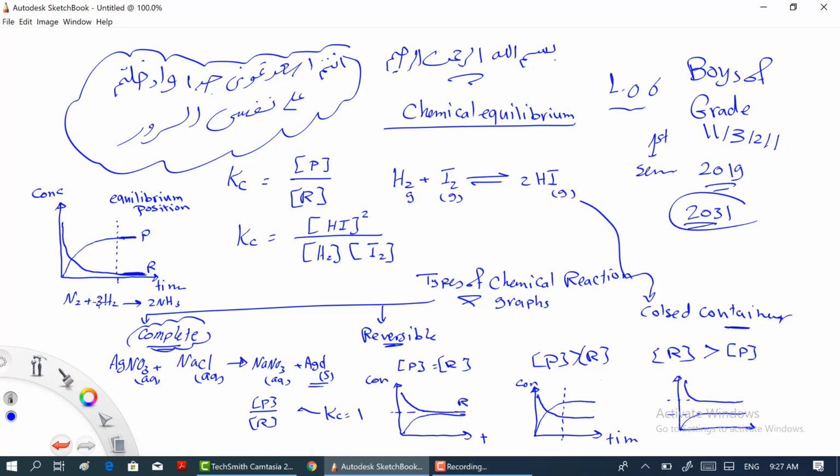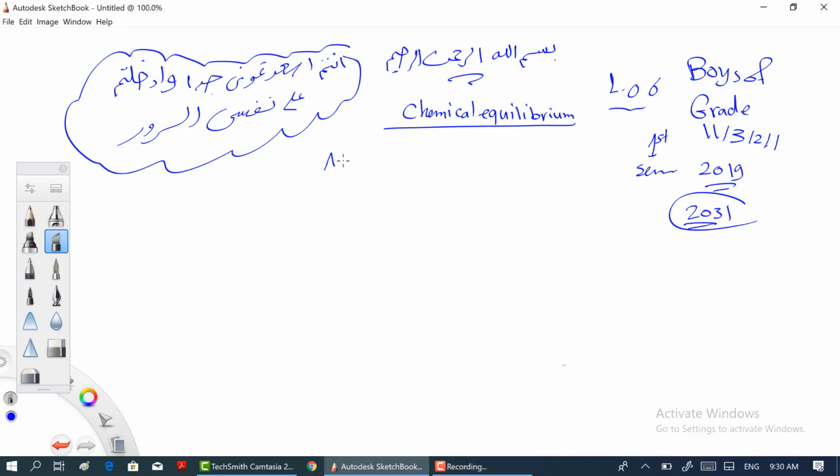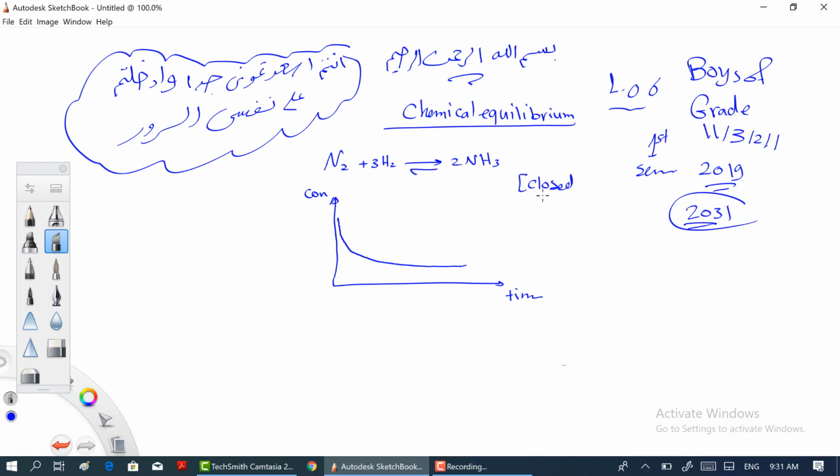Let's represent it by a graph. All of this I will clean. For the reaction of nitrogen with hydrogen, giving us 2NH3, between the concentration and the time for each reactant and the product, we will find the nitrogen concentration will decrease but will not reach zero. In this case, we represented the reversible reactions in a closed container.